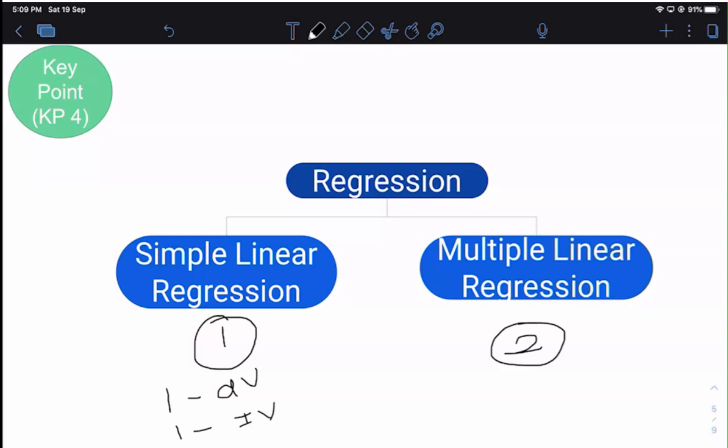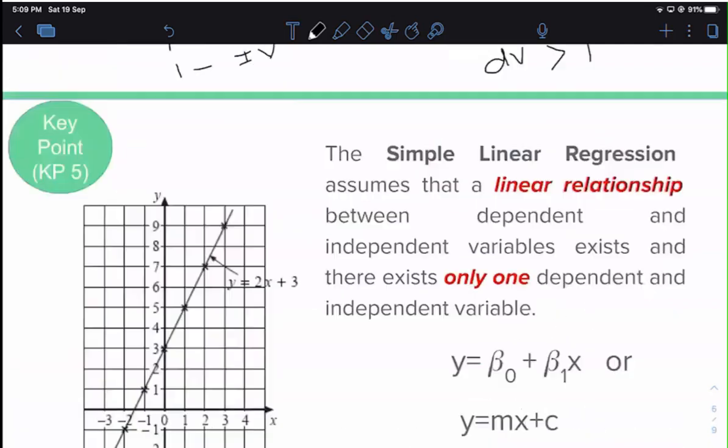But in case of the multiple linear regression, the number of independent variables is greater than 1. Also, the number of dependent variables is greater than 1. So when the number of dependent variables is greater than 1 and the number of independent variables is greater than 1, that kind of regression algorithm is called the multiple linear regression. And simple linear regression algorithms are those in which there exists only one dependent variable and only one independent variable. So that is the difference between the simple linear regression and the multiple linear regression.